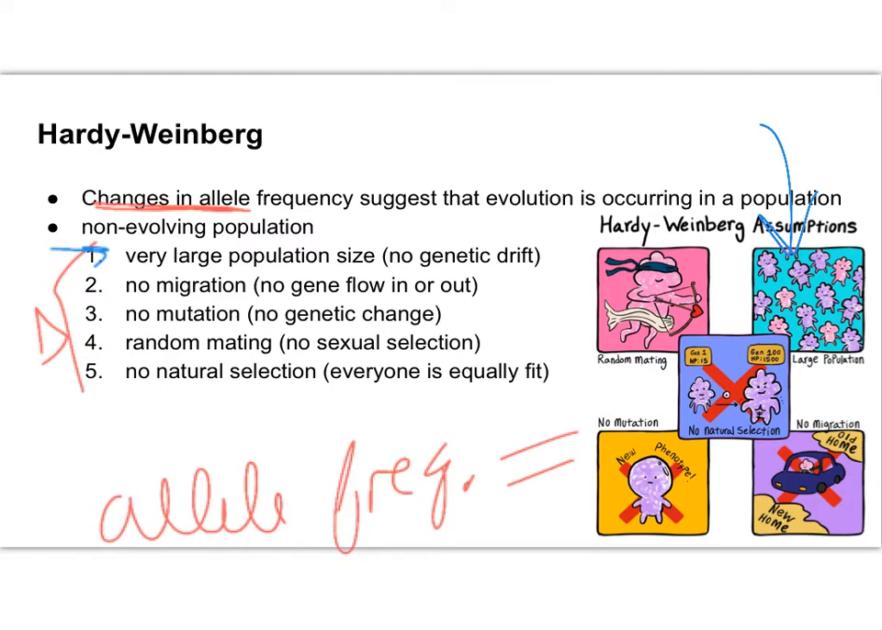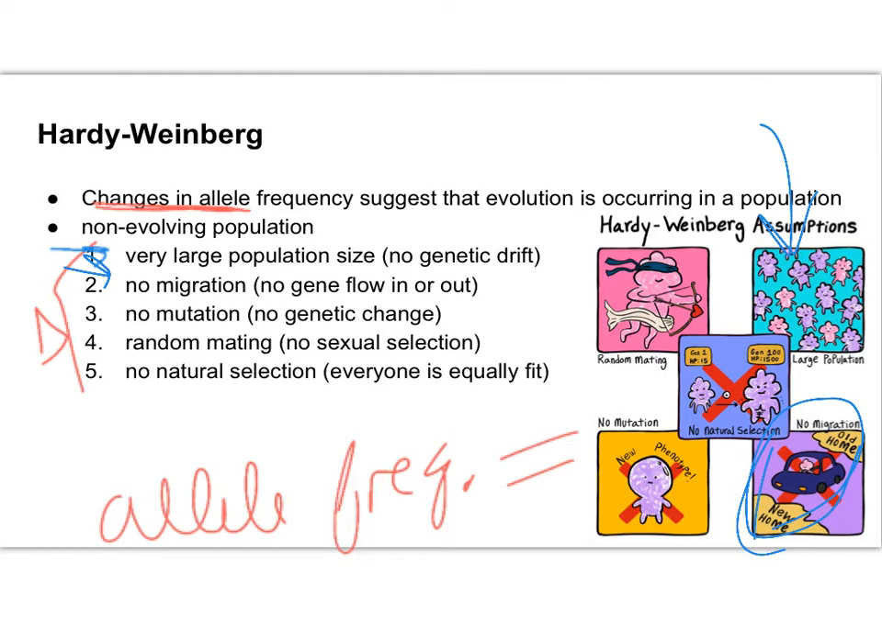The second condition is that I cannot have any migration. There can be no gene flow at all, no gene flow in or out of the population. In the last example, when we were talking about gene flow, we saw the deer moving through the pass in the mountains. That could not occur because that could cause change in the allele frequency. So you'd have to keep migration from happening, so that there was no gene flow in or out.